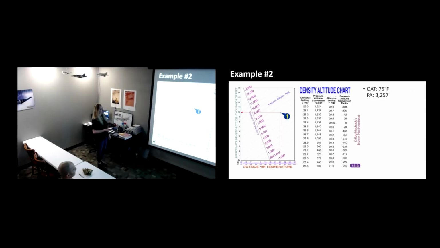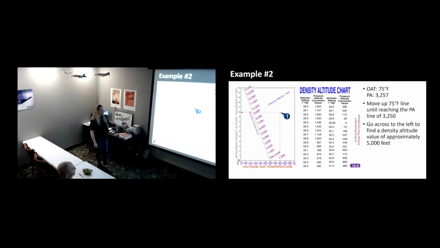Did I just go back? Switch sides, cool. We move up the 75-degree Fahrenheit line until reaching that imaginary line we just drew. And then we go right across. We'll go to 75 up to about here. And then straight across, it's about 5,000, right?